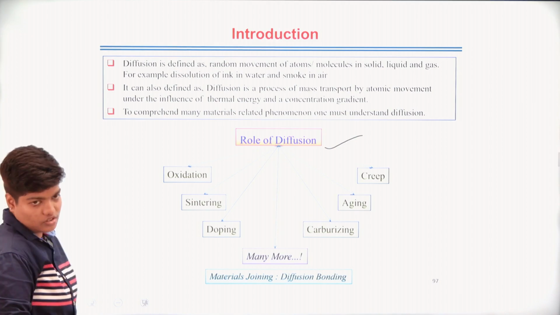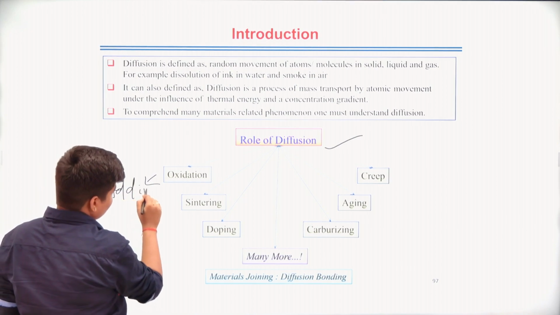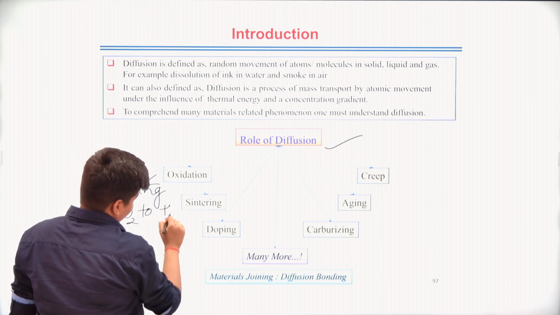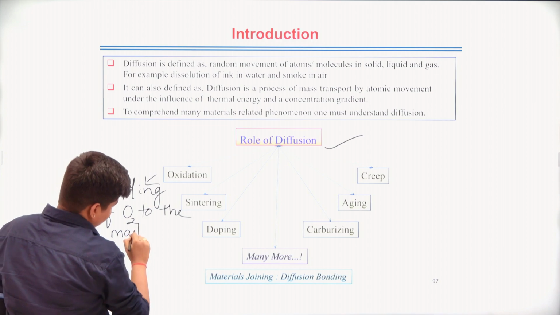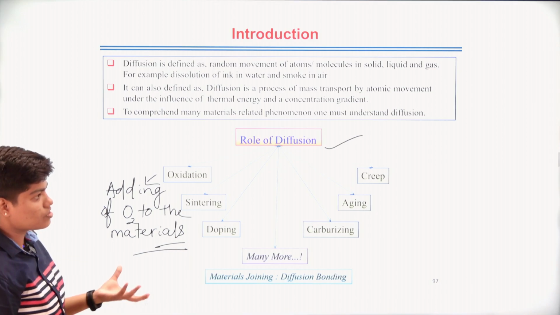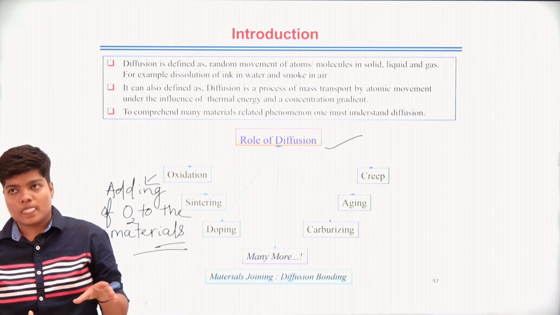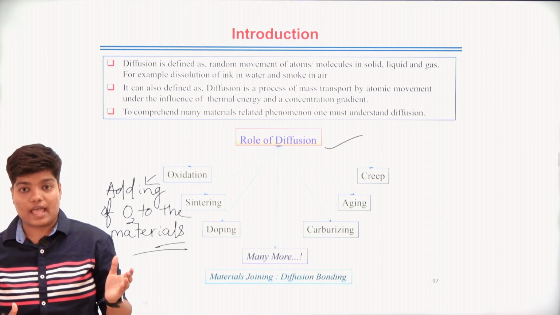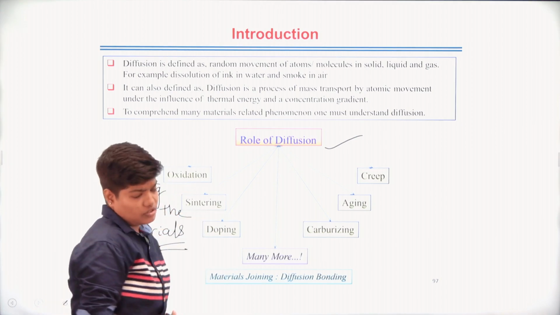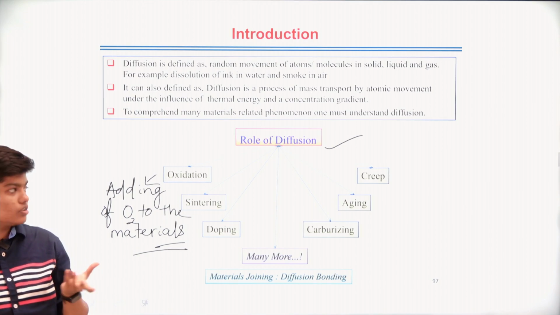First is oxidation. Oxidation means adding of oxygen or removing of hydrogen, adding of oxygen to the materials. So, it can be one type of diffusion. If you add some foreign material, let us say oxygen, to the material, the randomness will be more, and the compact structure will be hampered. Another one is sintering. Sintering is generally a heat treatment process applied to powder compact material, so that diffusion can occur.